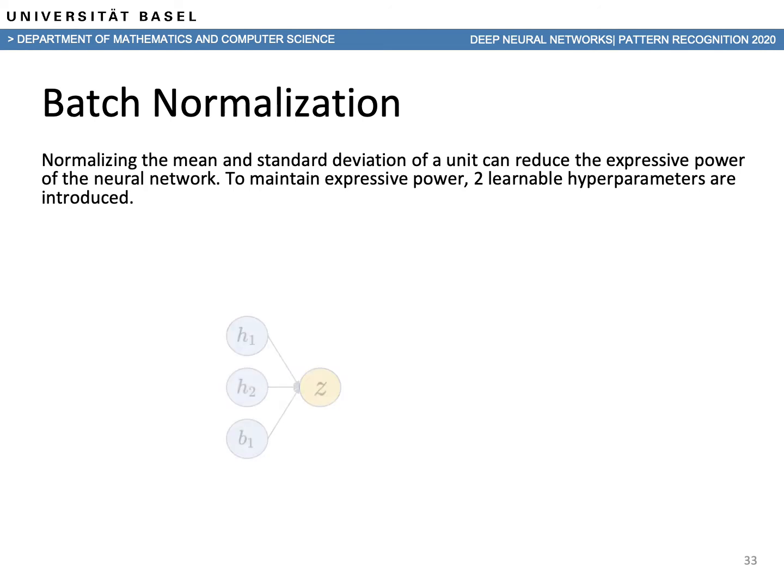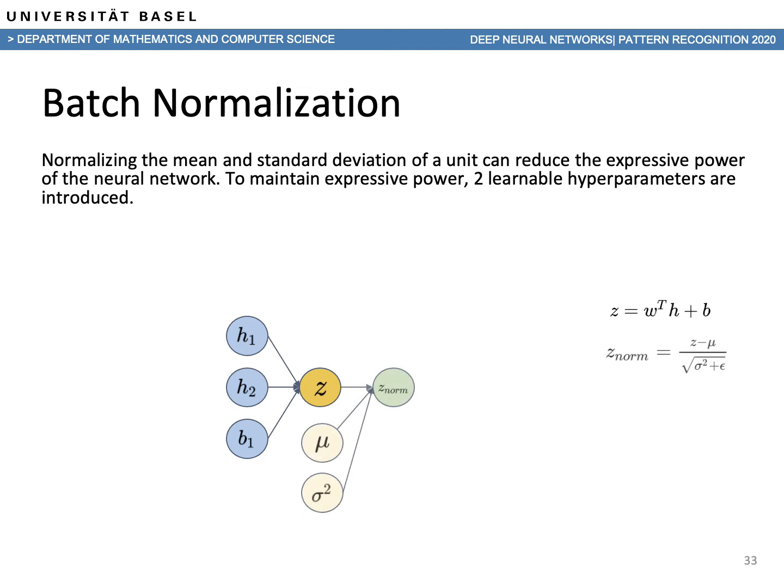And how does this look graphically? Well, we have all our inputs from the previous hidden layer, from all the neurons there, to the variable C, also with the bias terms. Now we're normalizing this C value here, subtracting the mean, dividing by the standard deviation, and then afterward we add these 2 new learnable parameters, gamma and beta.